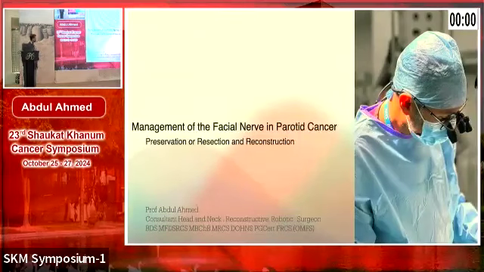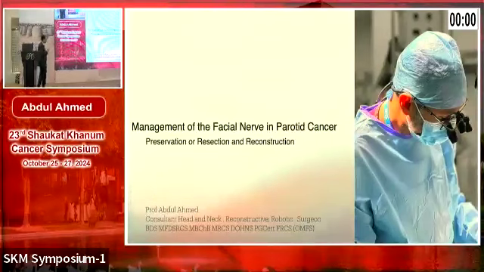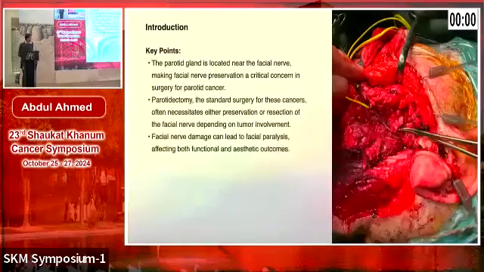Right. So moving on. What we're going to talk about now is the facial nerve. So what do we do when we have malignant tumors involving the facial nerve? Do we preserve, do we resect, and then how do we reconstruct? So that's the next phase and some of the key points.